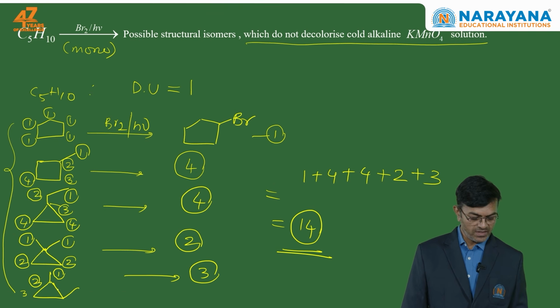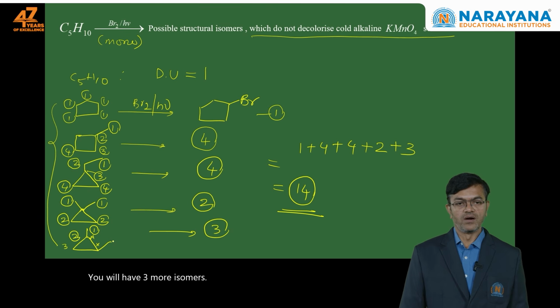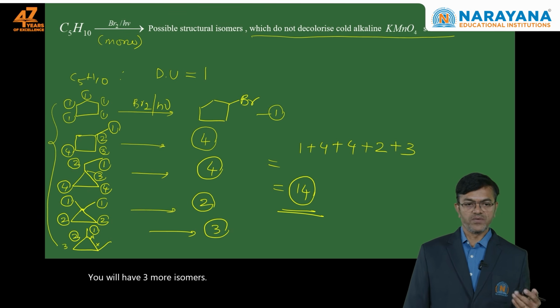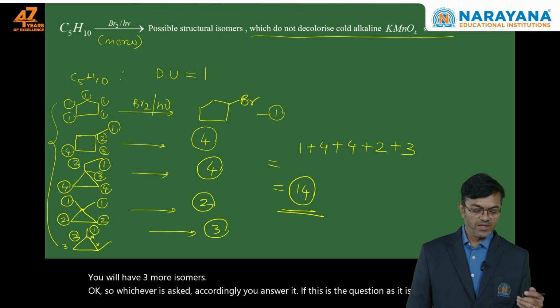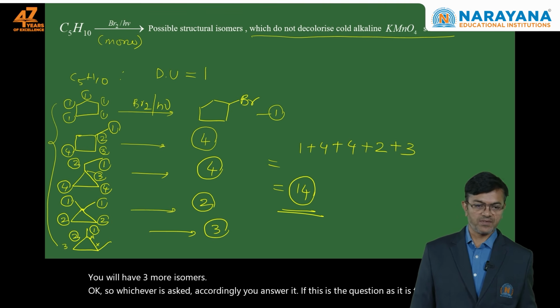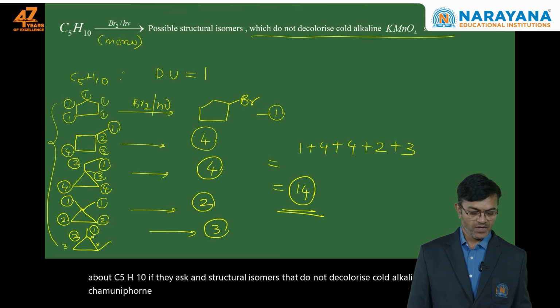Stereo, if they ask, the last compound has 2 chiral centers, similar chiral centers. So you will have 3 more isomers. Okay, so whichever is asked, accordingly you answer it. If this is the question as it is, then 14. Only about C5H10 if they ask, structural isomers that do not decolorize cold alkaline KMnO4 is 5, and including stereo if they ask, then it will be 7.